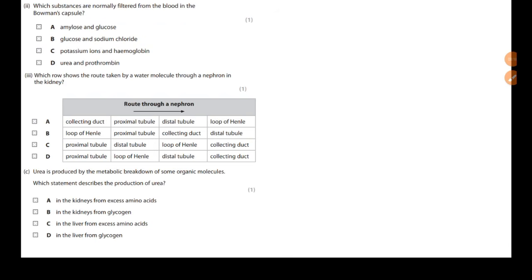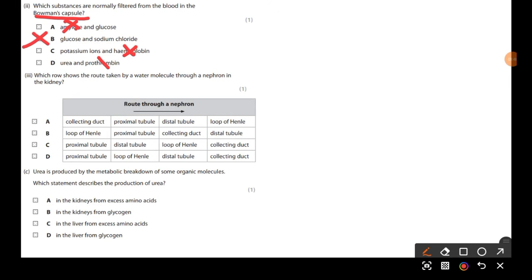More multiple choice questions. Here it asks which substances are normally filtered from the blood in the Bowman's capsule. So first, you want to rule out hemoglobin because it's in the red blood cells and they're too big to be filtered. And then you also want to rule out amylose, and prothrombin because it's too big, so you're only left with glucose and sodium chloride. Which row shows the route?